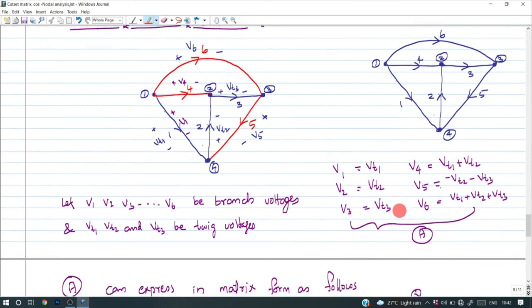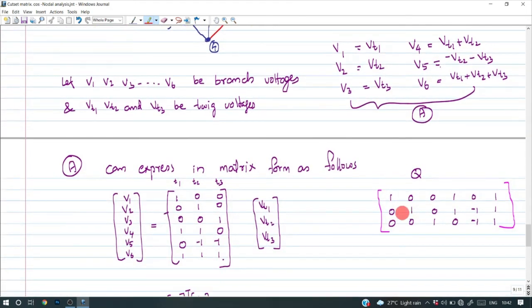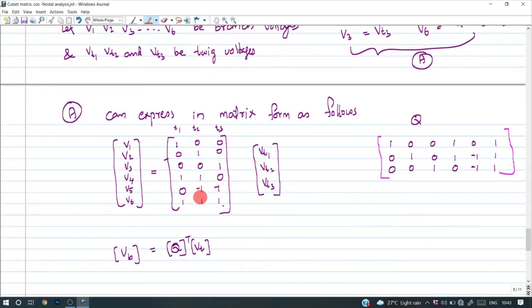Now equation A we can represent in matrix form like this. So here this is the branch voltage matrix, and this is the peak voltage matrix. We have already got the Q matrix like this. So this matrix is nothing but the transpose of this matrix, that is Q transpose. Now we got the relation as branch voltage matrix is Q transpose into peak voltage matrix. This is a very important relation.